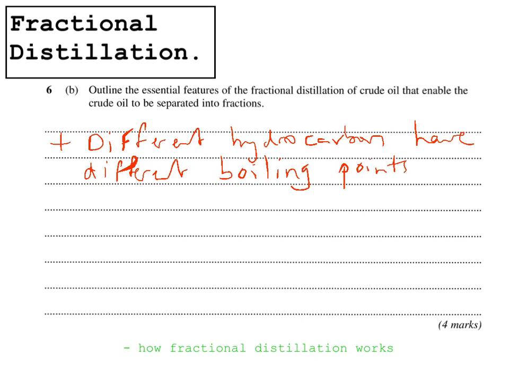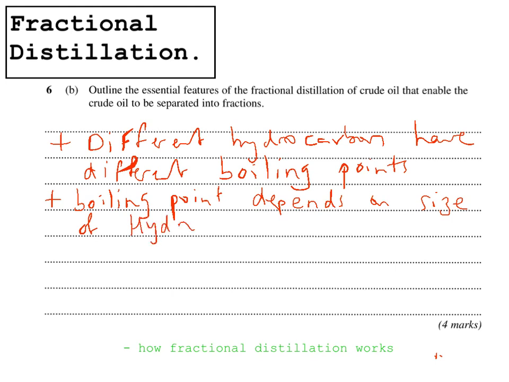You then need to say why they have different boiling points. The next step is saying a boiling point depends on the size, or the relative molecular mass, or the chain length of a hydrocarbon. I would stick with size. So boiling point depends on size of hydrocarbon. So there's 2 marks.